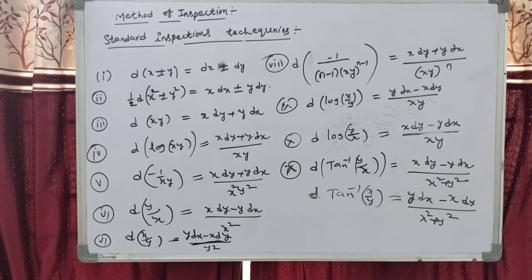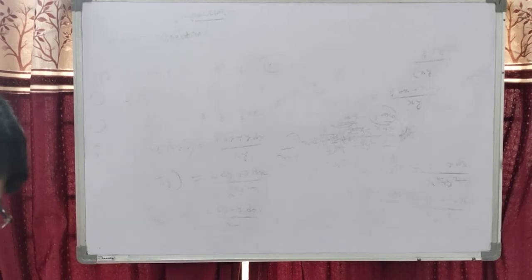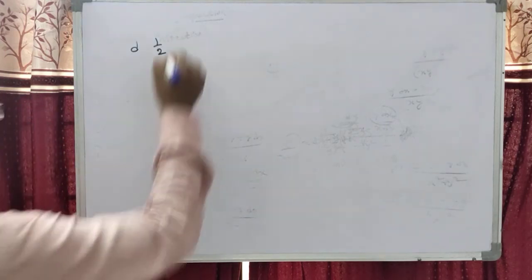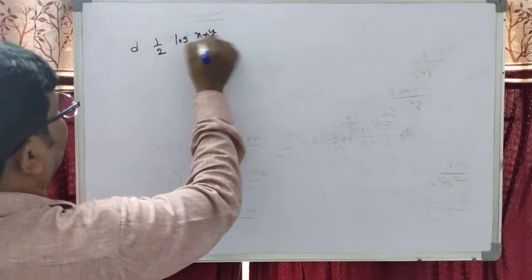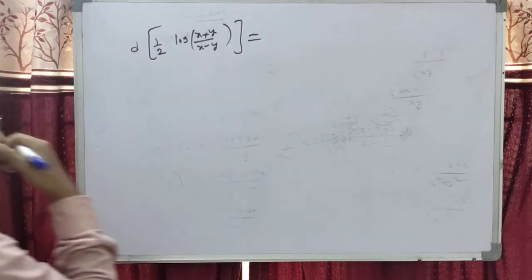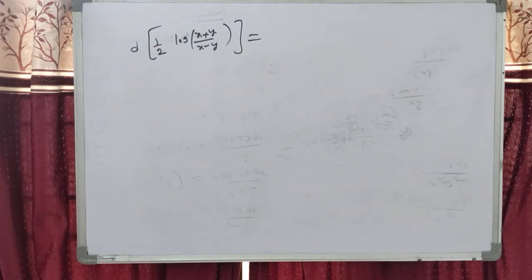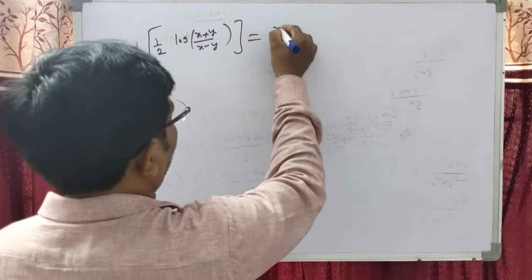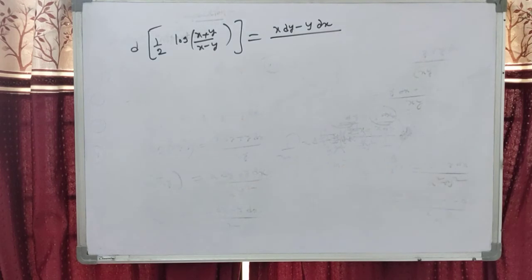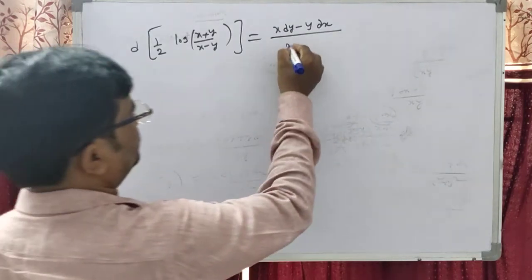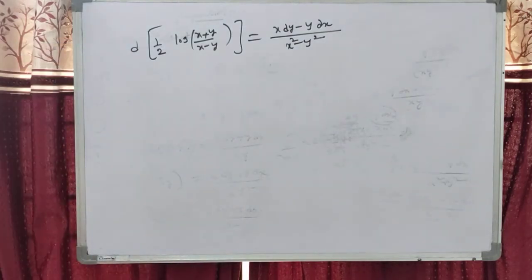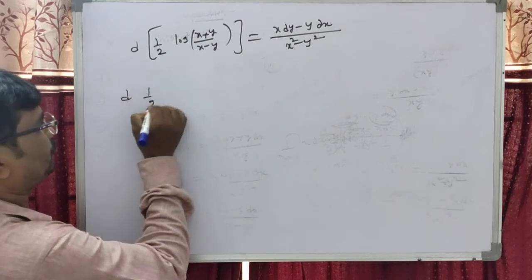Just 1 minute, students. Now another inspection: the derivative of 1 by 2 log of x plus y by x minus y is x dy minus y dx by x square minus y square. How can you find this one? How can you find the derivative of 1 by 2 log of x plus y by x minus y?